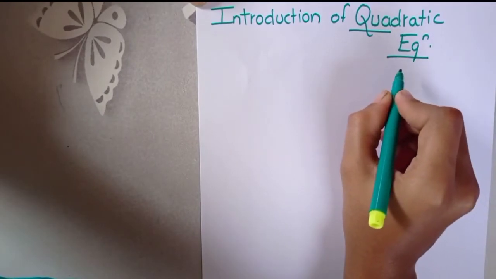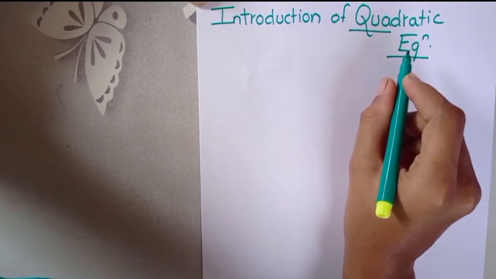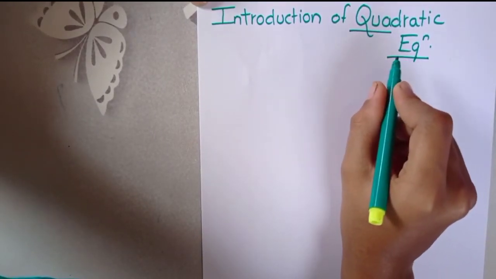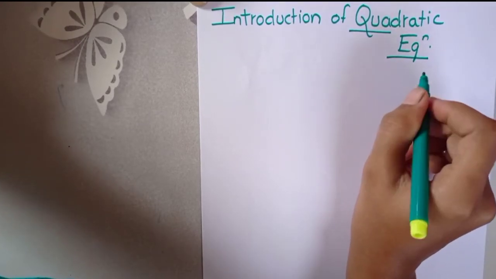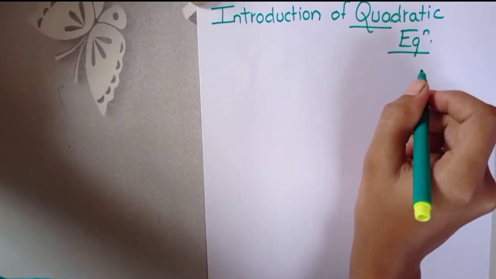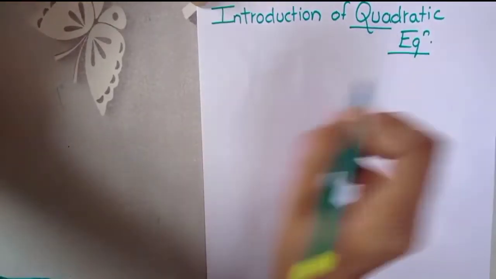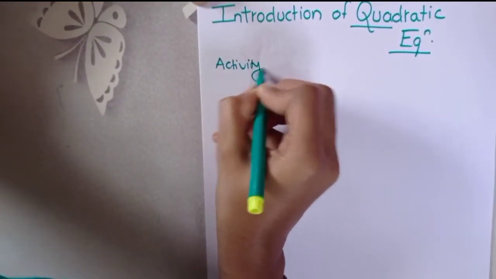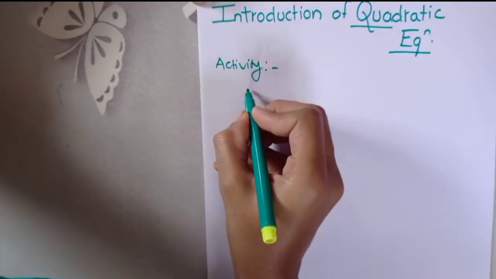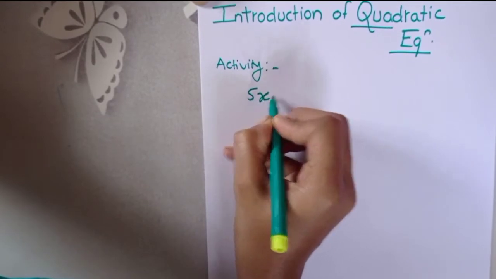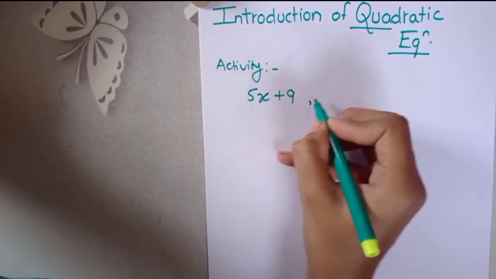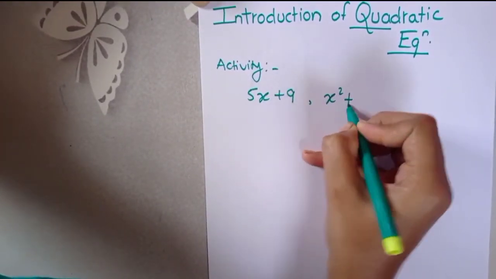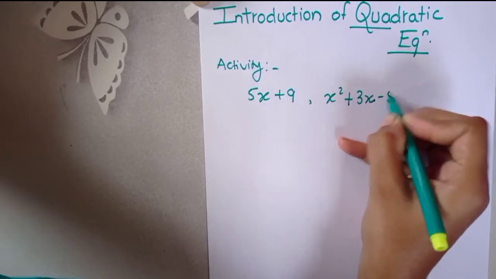Which equations are said to be quadratic equations? Which equations are said to be linear equations? Today we will clarify that doubt. Now we will have one activity. Here some polynomials are given, like 5x plus 9 and x square plus 3x minus 5.